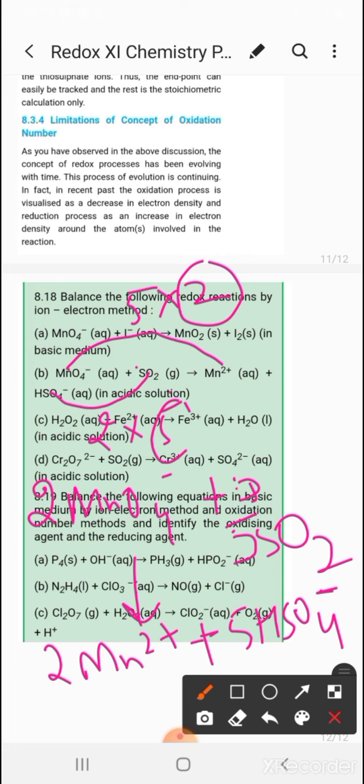To balance the oxygen, I have added water on the left hand side. If I add 2 moles of water here, so I have added 2 moles of water to the left hand side. Now your oxygens become balanced. Now look at the hydrogen. So on the left hand side you have 4 hydrogens, and the right hand side you have 5 hydrogens.